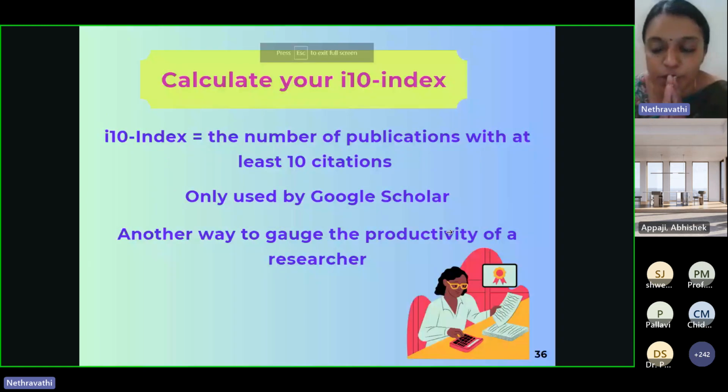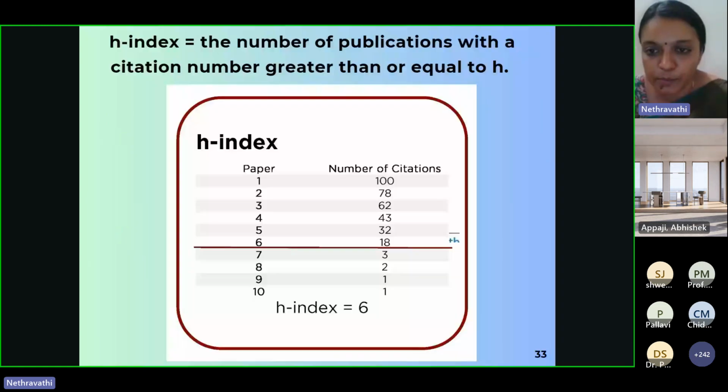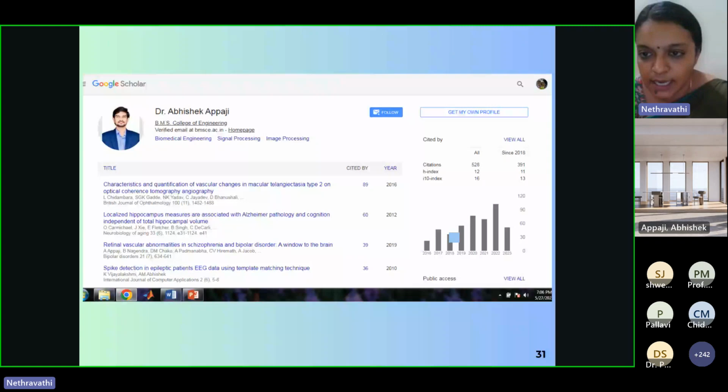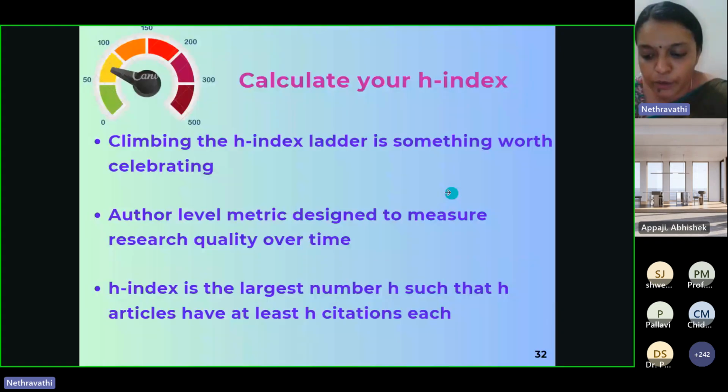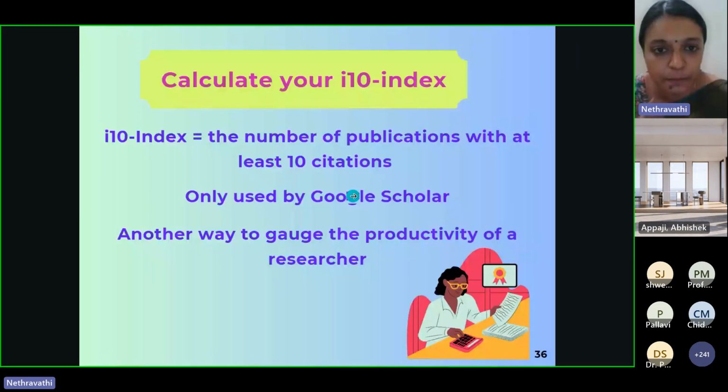One more index that you see in the Google Scholar profile is the I-10 index. Compared to the H index, the I-10 index is very simple. So what is the I-10 index? It is the number of publications with at least 10 citations. So if an author has one paper with 10 citations, he'll get an I-10 index of 1. It is used only by Google. It is another way to gauge the productivity of a researcher.